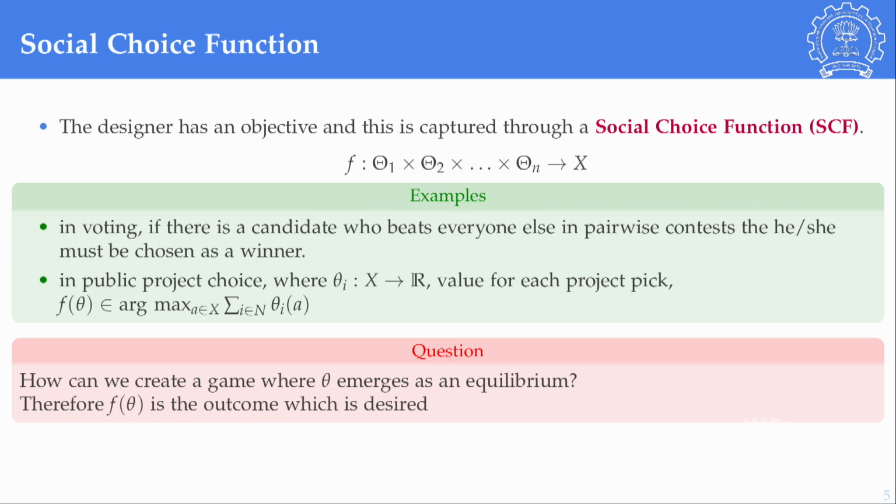So if I can find theta, then I can actually calculate, because this social choice function is clearly defined and everybody knows it. So everybody knows that we are trying to build a social welfare maximizing thing. Yeah, so that is desired. So the answer to this question is essentially we need mechanisms.